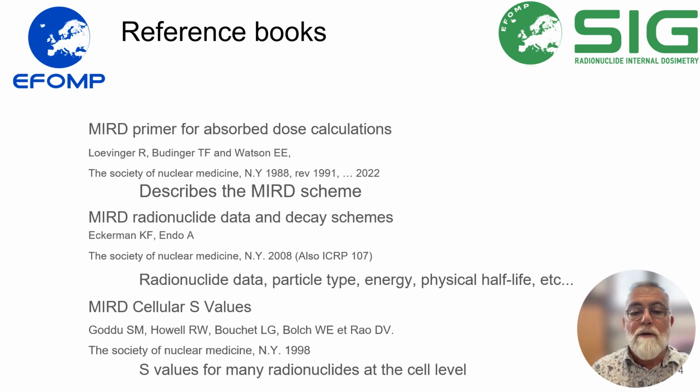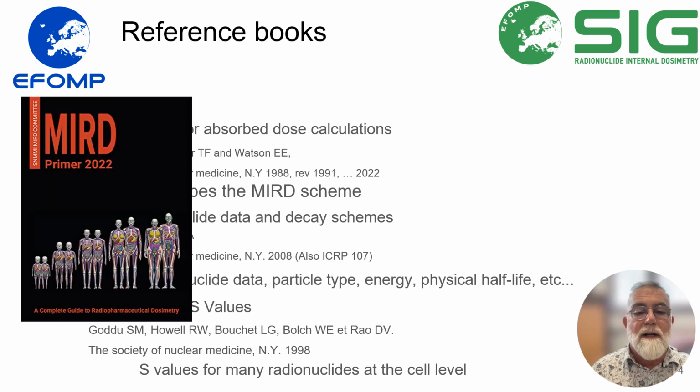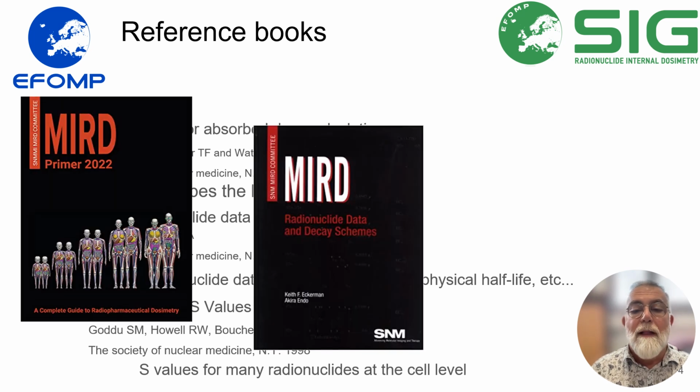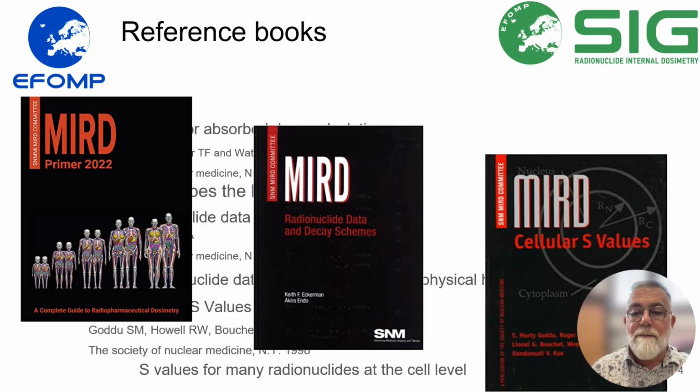Then the MIRD radionuclide data and decay scheme contains everything you want to know about radionuclides, what they emit, half-life, type of radiation, percentage of emission per decay, and so on. Because it's also an ICRP report, you can download that from the ICRP web pages. And then for those of you interested in dosimetry at the cellular level, there's a third book, which is the MIRD cellular S value. So you have here the MIRD primer, the radionuclide data and decay scheme, and then the MIRD cellular S value.